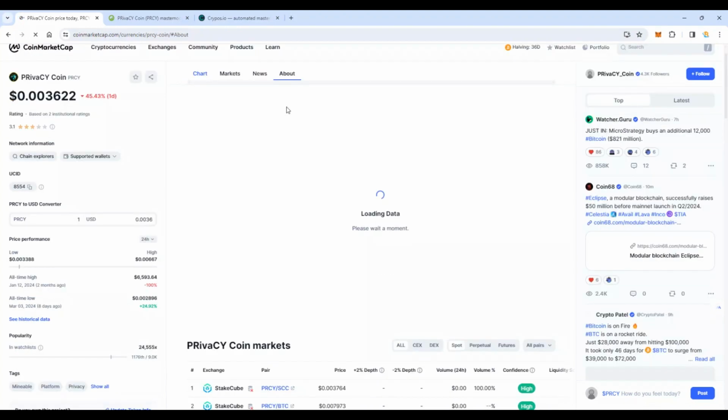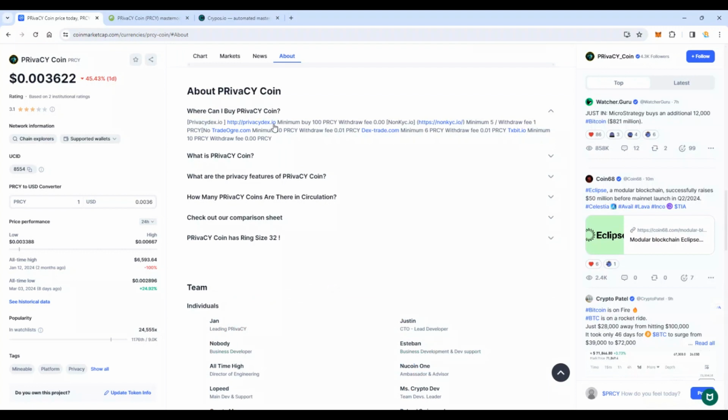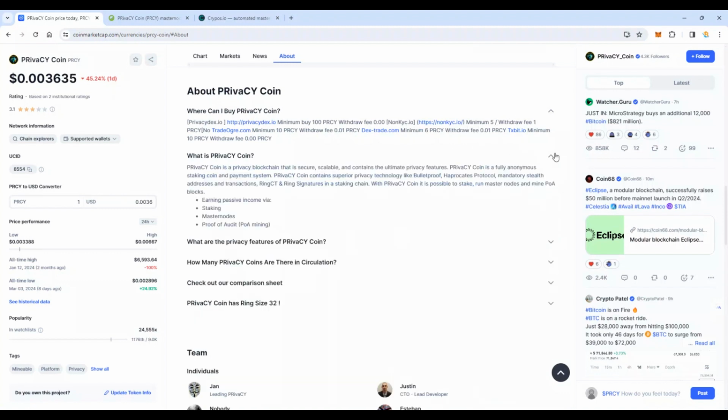My computer has started lagging again. So about, there's no even information on when. Okay, let's see.